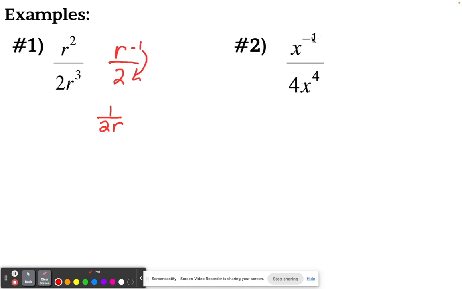What about this one? Negative 1 minus 4 gives me x to the negative 5, and that's going to be over 4. Again, I have a negative exponent. I'm going to move it downstairs. So I'm going to have 1 over 4x to the 5th power, because negative 1 minus 4 is negative 5.